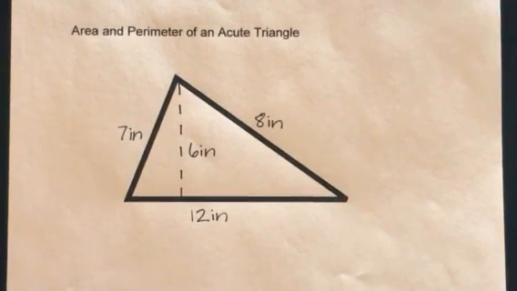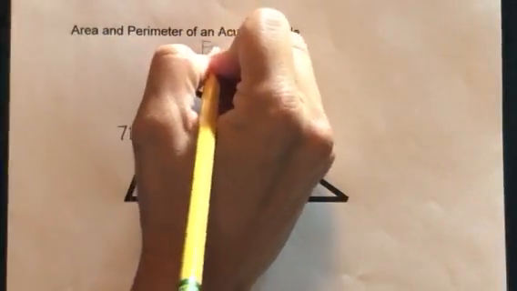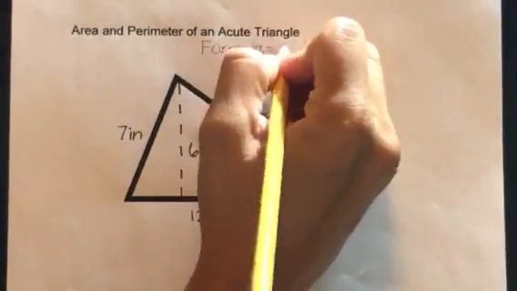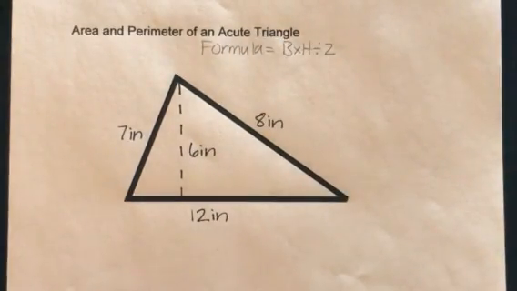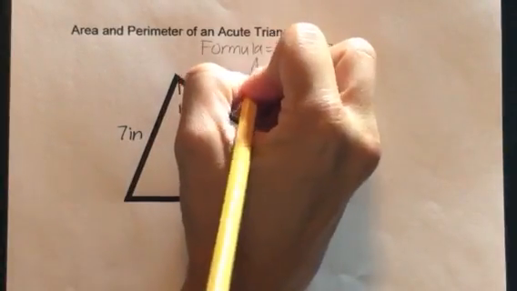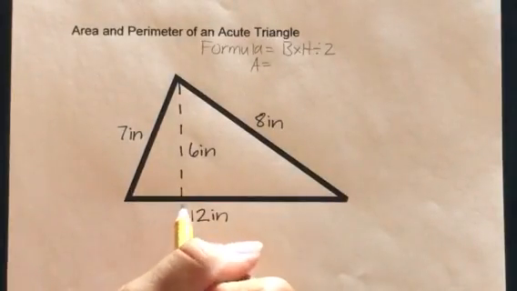Remember that the formula for the area of a triangle is base times height divided by 2. And the reason why we have to divide it by 2 is because really a triangle is half of a rectangle or a square, or it can also be half of a rhombus or a parallelogram. This is going to be half of a parallelogram, so it's important that we remember we need to divide it by 2.